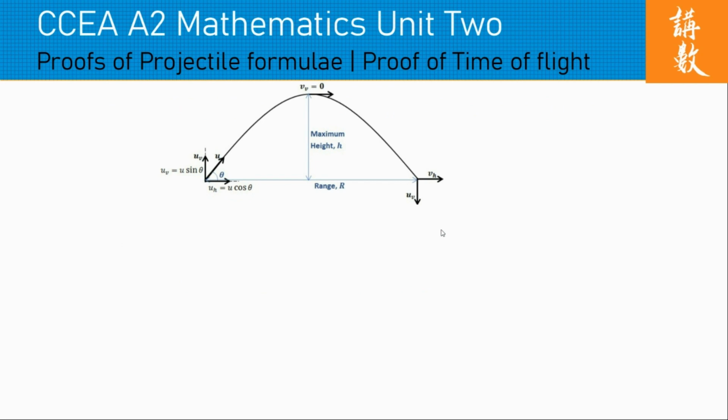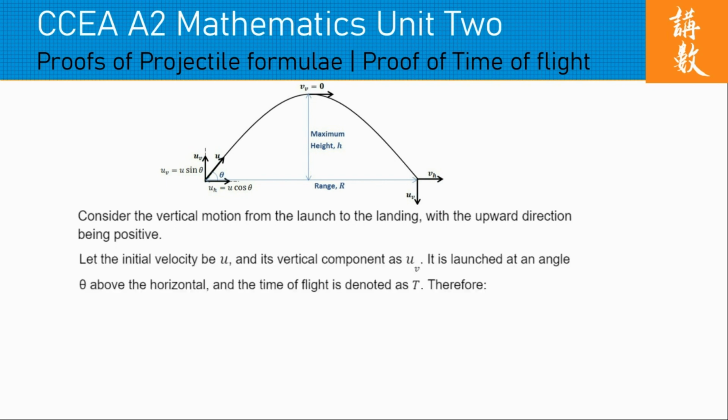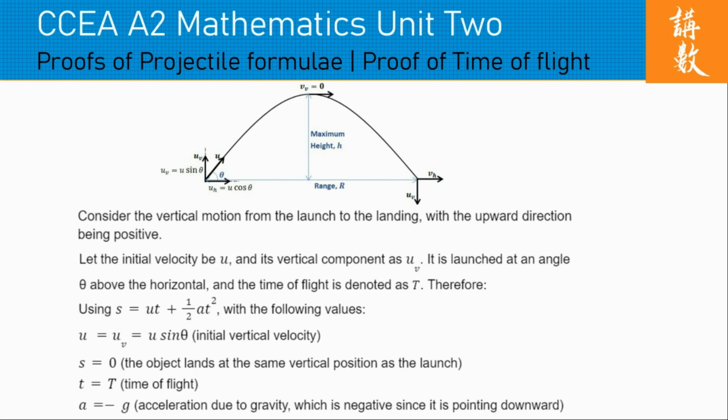To prove the time of flight formula, we will consider the vertical motion from the launch to the landing, with the upward direction being positive. We let the initial velocity be u and the vertical component be uv, launched at an angle theta above the horizontal, and the time of flight is denoted as capital T. Therefore, we use s equal to ut plus half at squared with the following values.